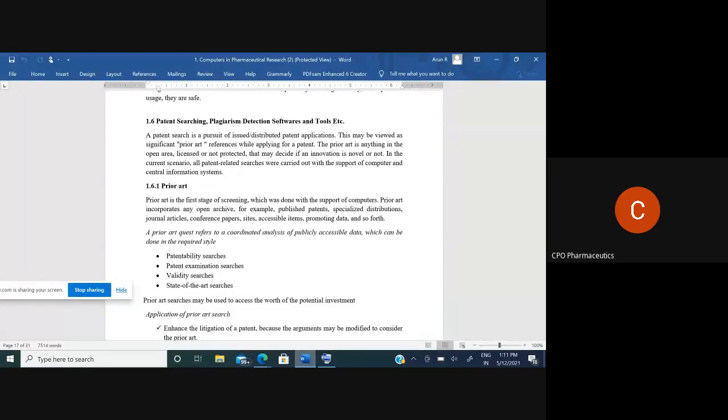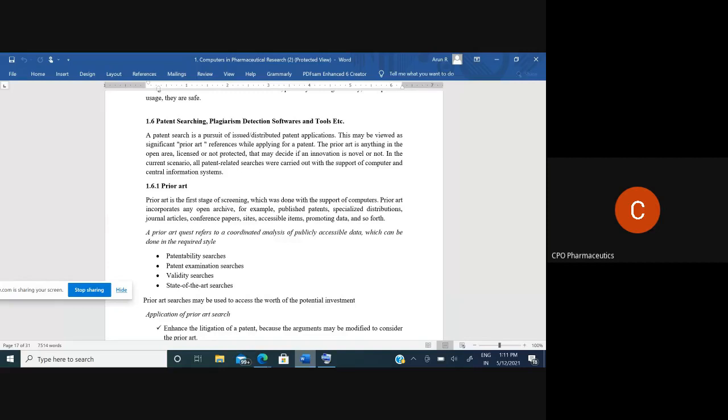Examination search also we can understand, and validity search we can understand, and then state of art, like other patents' validity you can understand, what kind of other patents are novel compared to your patent, everything. A to Z of patents you can search from these prior art search engines and prior art software, those database understanding software.